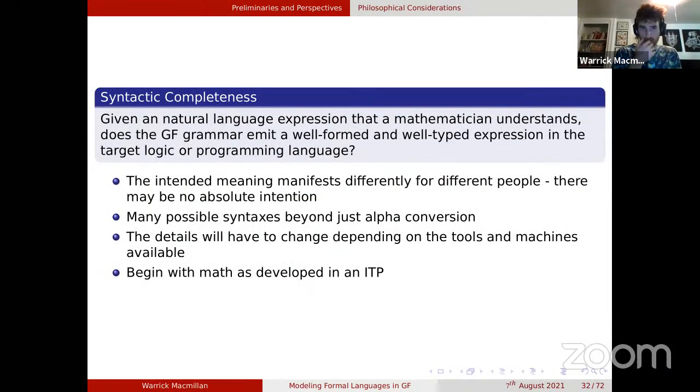So syntactic completeness is just one notion that we determined as a way of thinking about GF grammars and their approach to this problem of proof and theorem statement translation. The first notion is syntactic completeness, which means: given a natural language expression that a mathematician understands, does the GF grammar emit a well-formed and well-typed expression in the target logic or programming language?